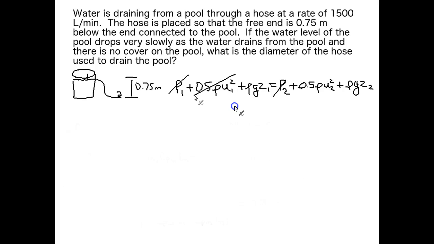Well, we know at point 2 that there has to be some kind of velocity because water is flowing out of the end of the hose. We don't know what that is, but it has to be something. So we can't get rid of that term. And in terms of our height, we can't get rid of any of our heights because we don't know what the height at point 1 and point 2 is. We know their difference, but we don't know the height at point 1 or point 2.